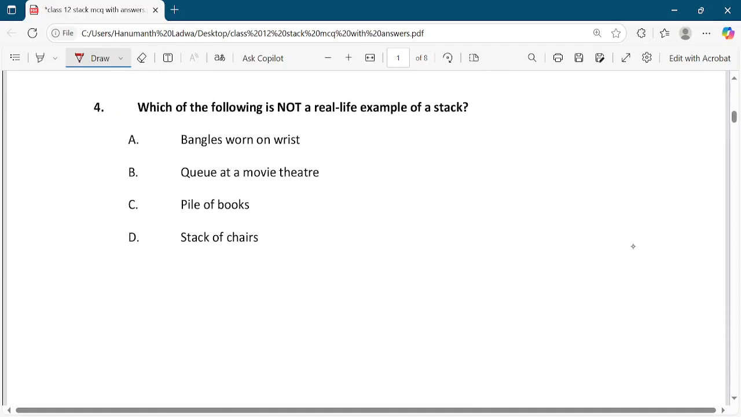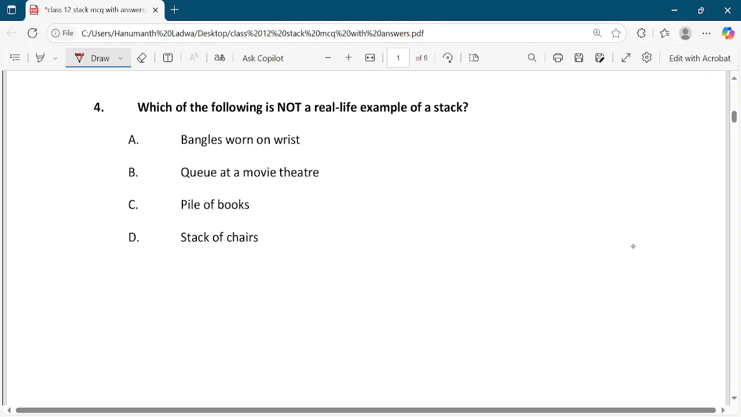Question number 4. Which of the following is not a real life example of a stack? Option A, bangles worn on wrist. B, queue at a movie theater. C, pile of books. D, stack of chairs.